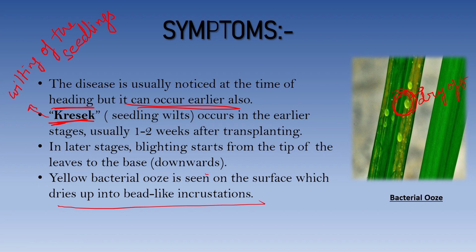So one more thing to remember is that the blighting spot infects the tip of the leaves and spreads from the upper part to the base of the leaves. It means it goes from the tip to the base part, so we can say that it is moving downwards.